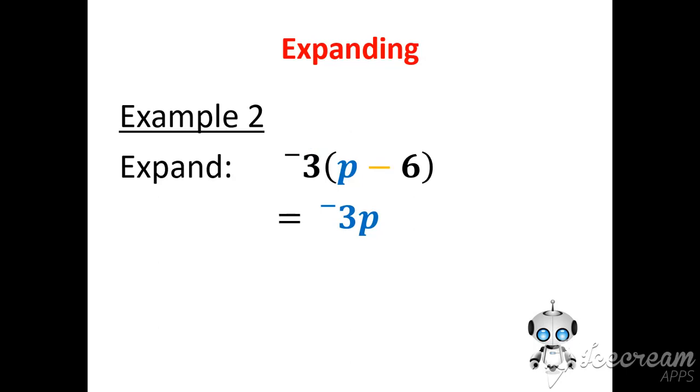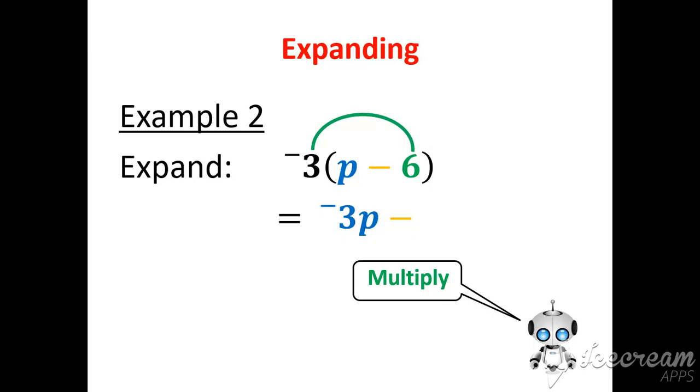Right, now we see the subtract, so we write down our subtract and we do our second multiplication, negative 3 times 6. Now, negative number times a positive number gives a negative number. So negative 3 times 6 gives us negative 18.